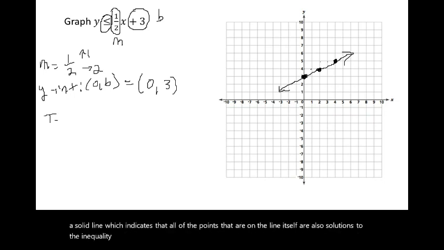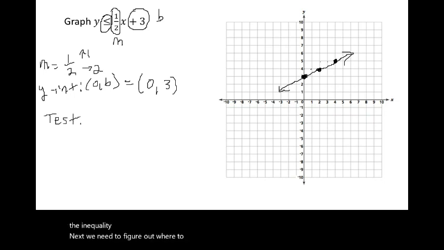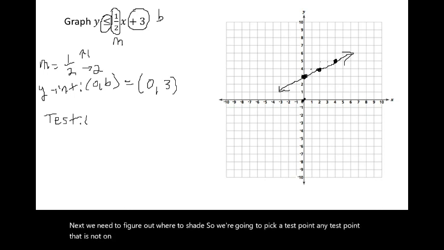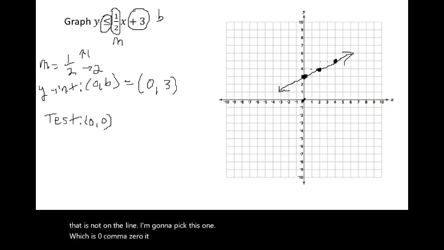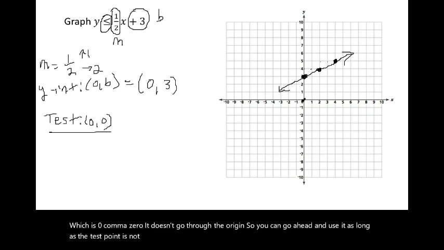Next, we need to figure out where to shade, so we're going to pick a test point, any test point that is not on the line. I'm going to pick this one, which is 0, 0. It doesn't go through the origin, so you can go ahead and use it. As long as the test point is not on the line, you can use anything. You could use this one for all I care.